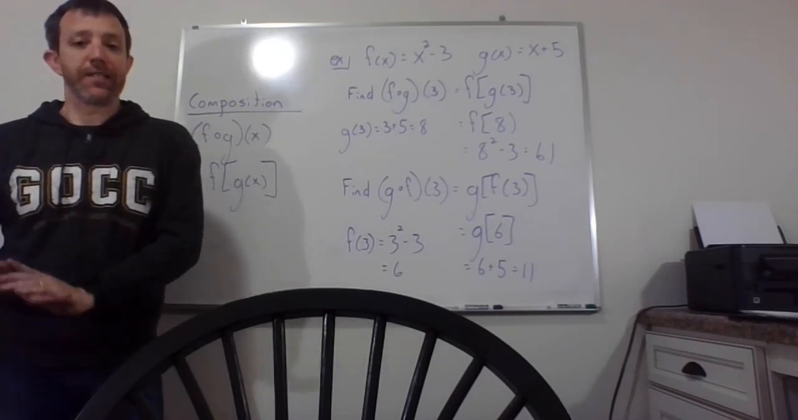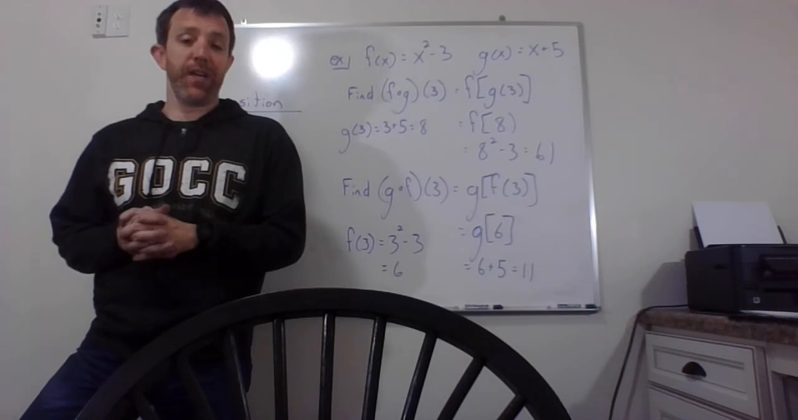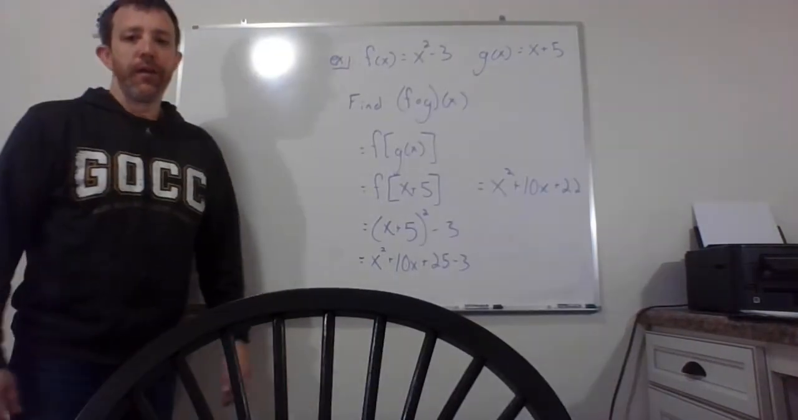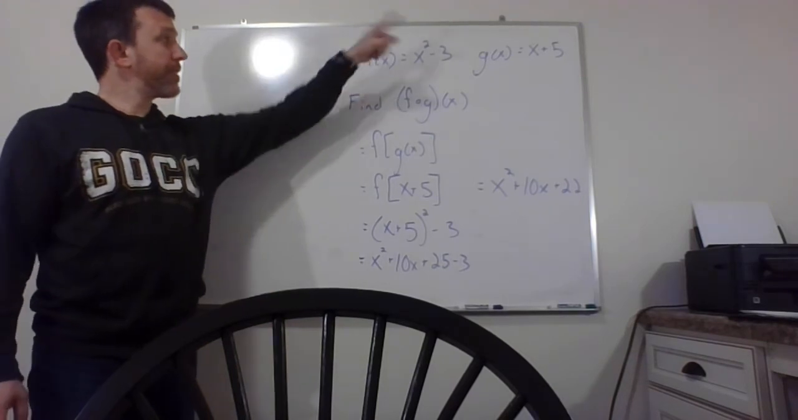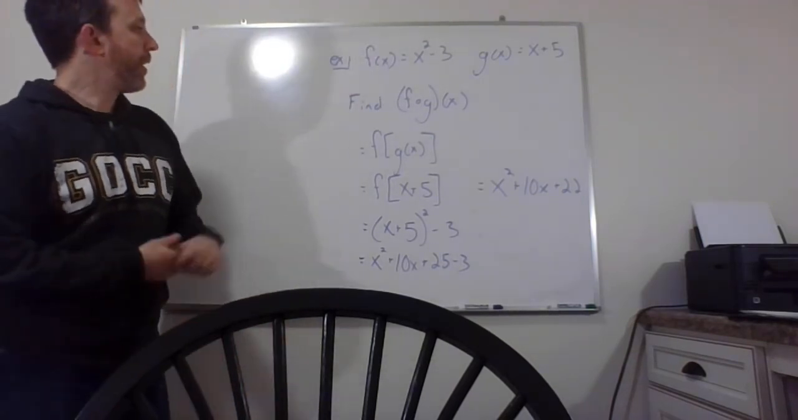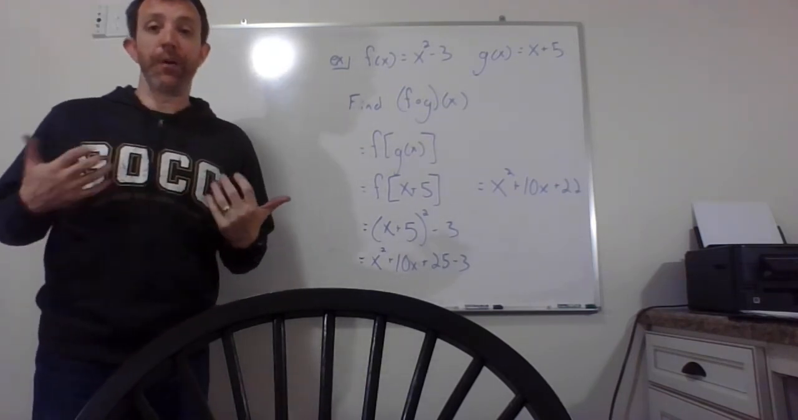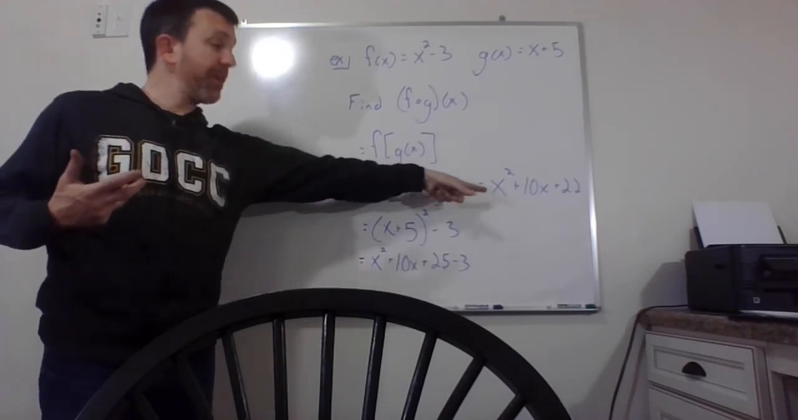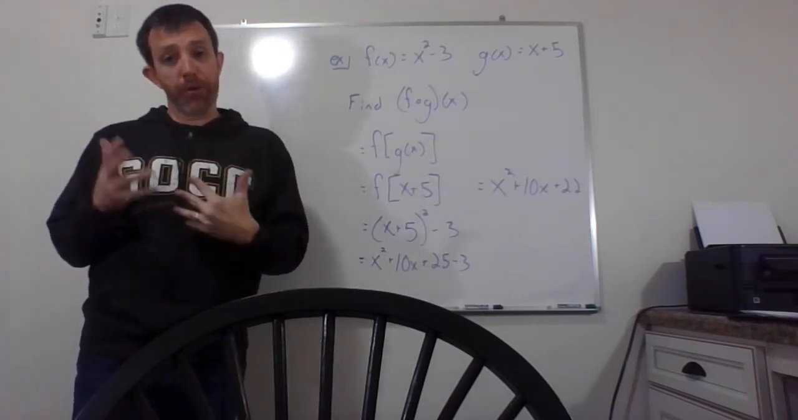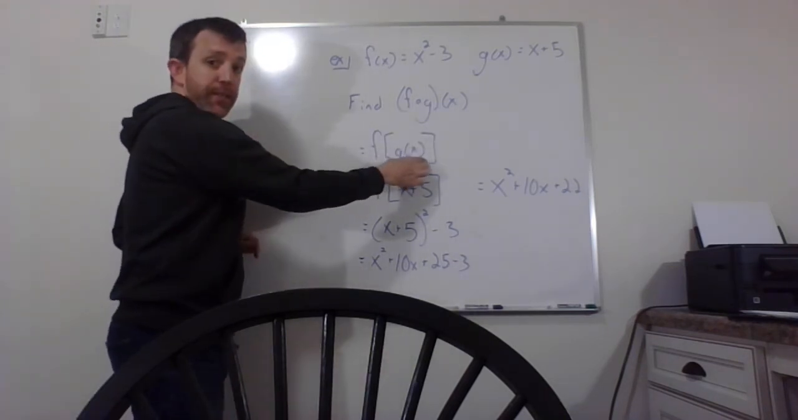In our last example, we'll look at what happens if we just want to do this with the letters. That's what's going to be on the next board. As you can see, I kept the same two functions, same f and g. But now I want to do it without any numbers. I just want to put these two things together. I want an equation, an expression for these two functions combined. And again, order matters. So I want f circle g of x. That means g is on the inside.